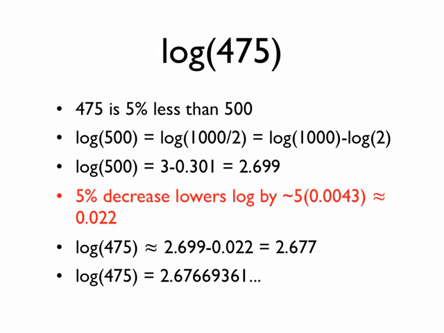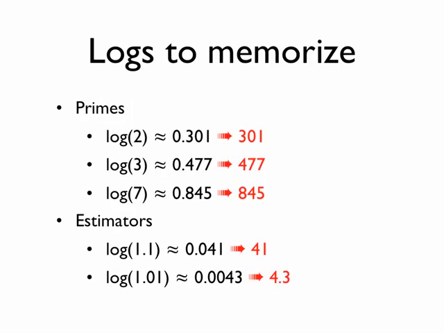And each 1% decreases the log by 0.0043. So 5 of those multiplied out is about 0.022. So the log of 475 is this log of 500, 2.699, minus this 5% correction of 0.022, and we get 2.677. And that also winds up being correct to 3 decimal places. So you can see with these 5 numbers, the log of 2, log of 3, log of 7, and then these 2 estimators, 10% and 1% correction, you can estimate the log of any number in about a couple of minutes, 1 or 2 minutes, in your head with practice of addition of 3-digit numbers.